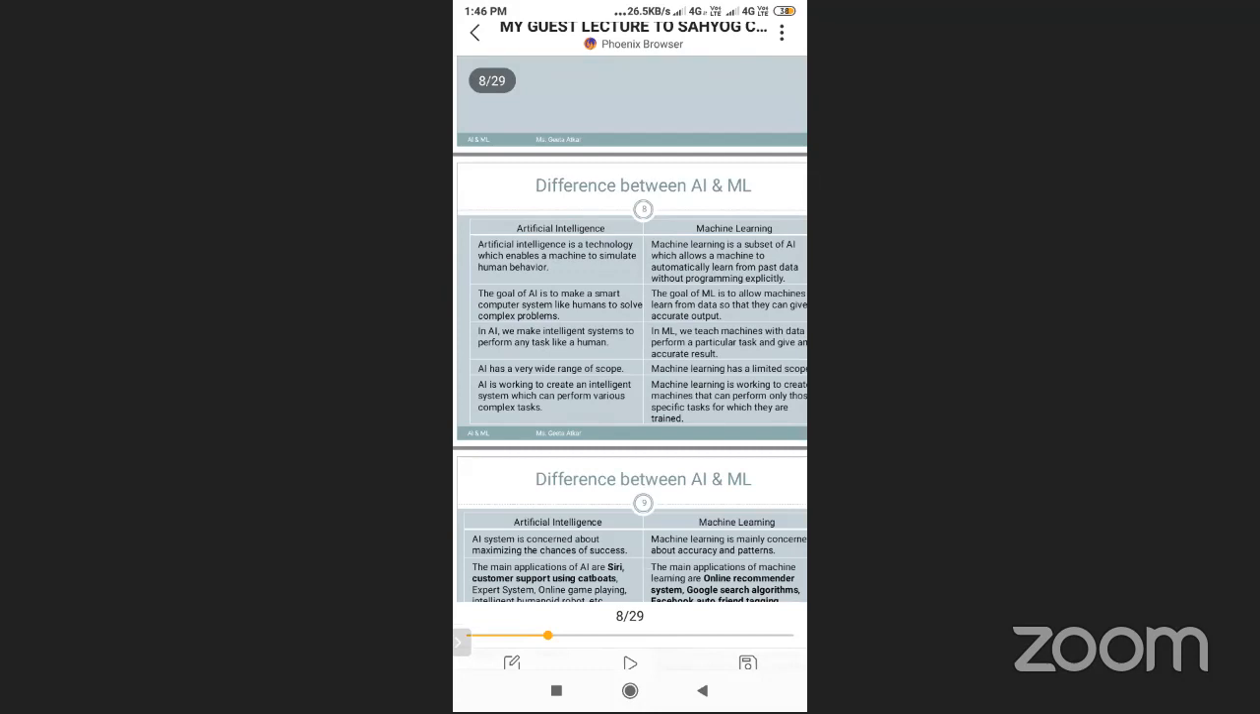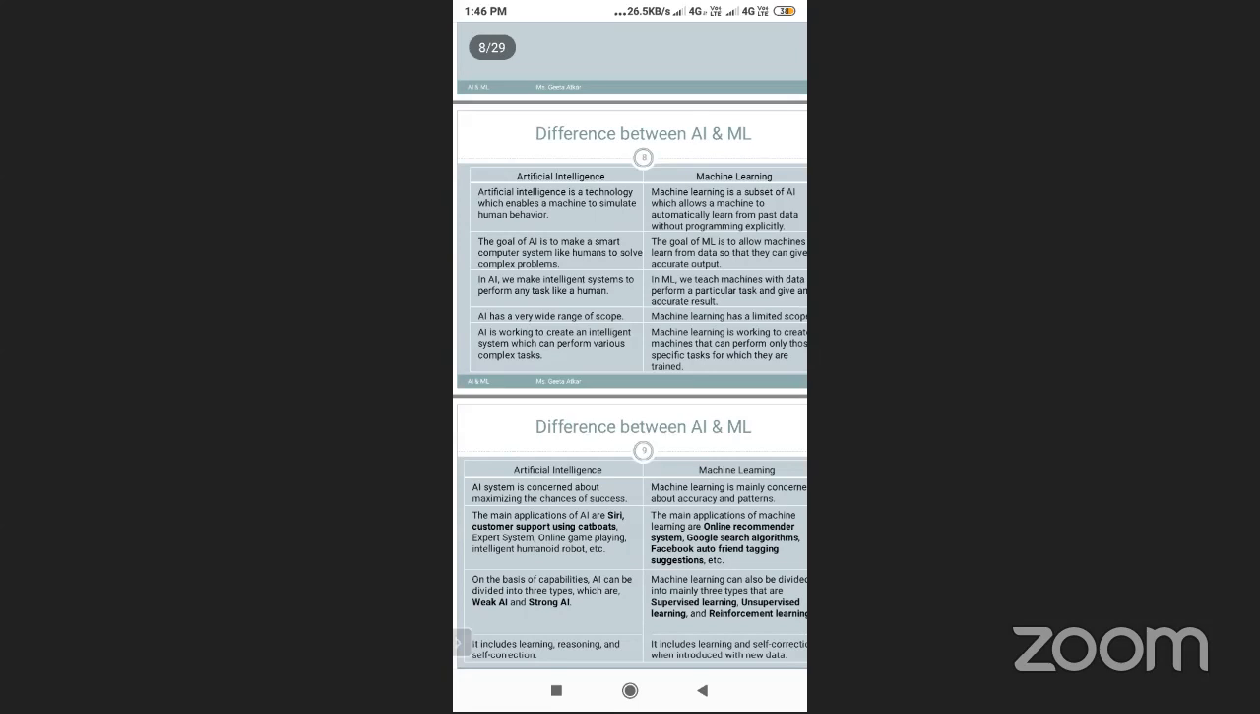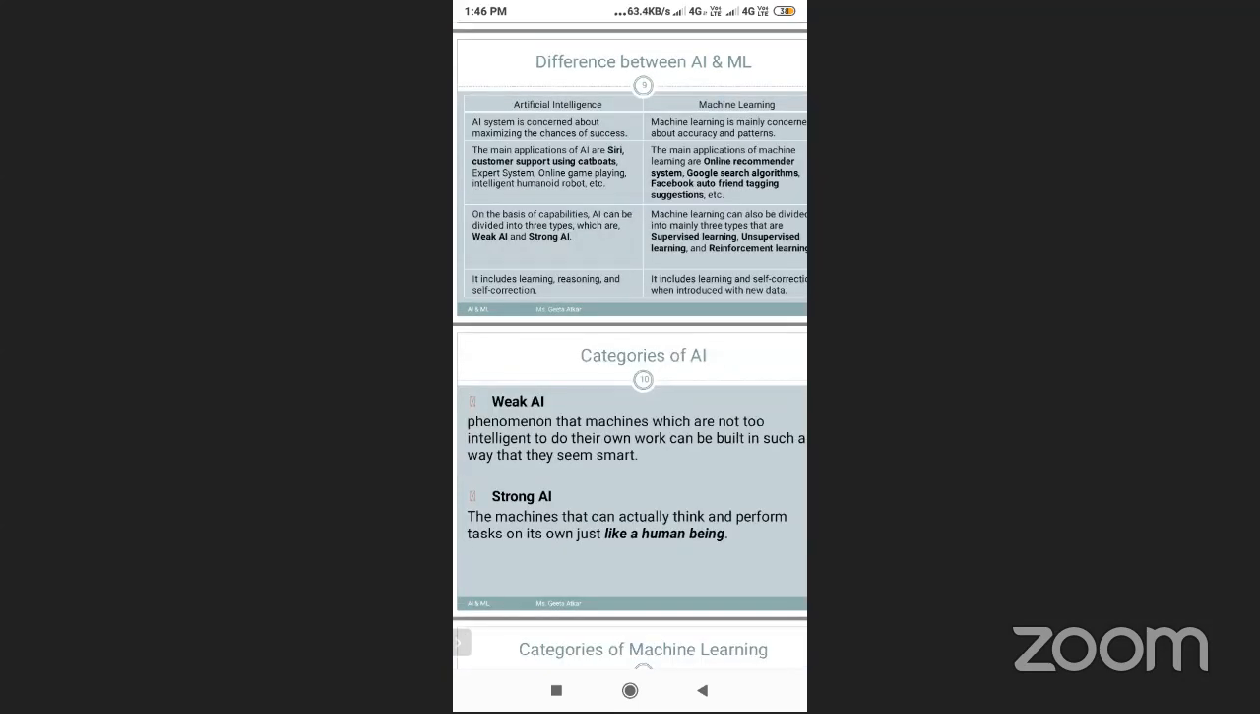So these are just the two types for intelligence. One is weak AI and the second is strong AI. So what is weak artificial intelligence? In this, the machines trained by using artificial intelligence are not intelligent enough to do their own work. Whenever we give a particular task to a machine which we have trained using AI, it is not that intelligent to do its own work. It means we need to support that machine every time. So that is weak AI.